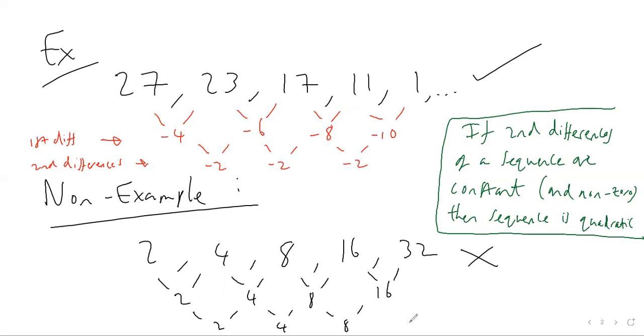These are not constant second differences. So therefore, it's not a quadratic sequence. Quadratic sequences must have a constant second difference, and it must be non-zero as well. Otherwise, if it were a 0 second difference, it'd actually be a linear sequence, if your first differences were all constant and non-zero.